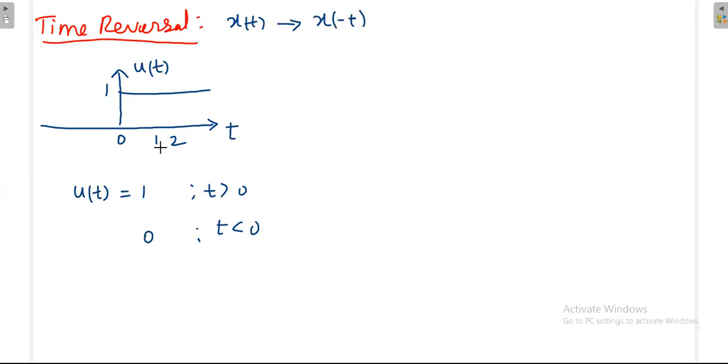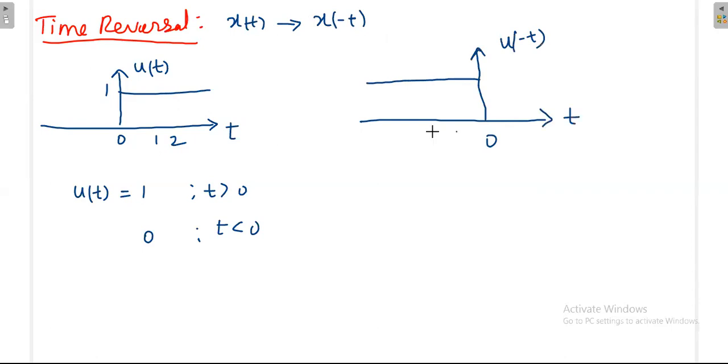Then all these values will go to the negative domains like -1, -2, so that I have to represent my signal in the opposite side. So u of minus t will be something like this. Okay, if this is 0, and then it goes like this. Okay, this is u of minus t, and -1, -2, -3. Mathematically, you can represent u of minus t is equal to 1 when t is less than or equal to 0, or 0 when t is greater than 0.